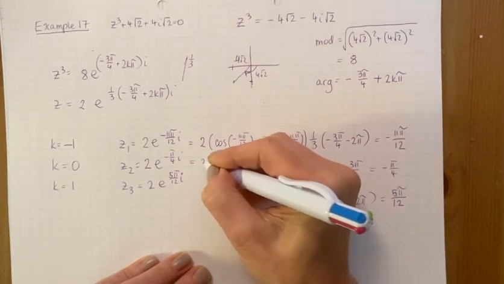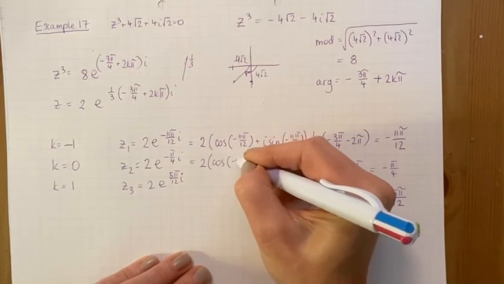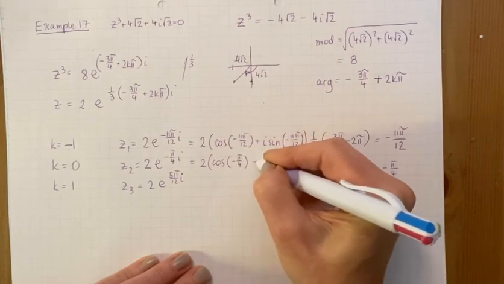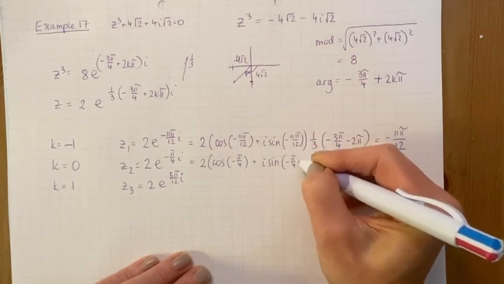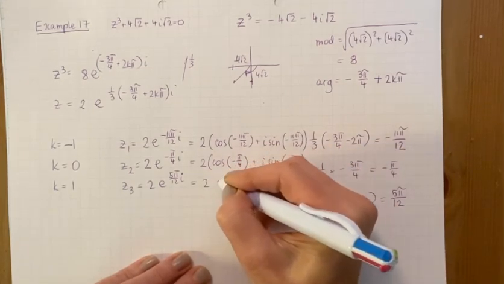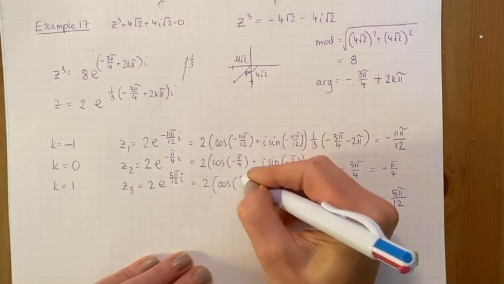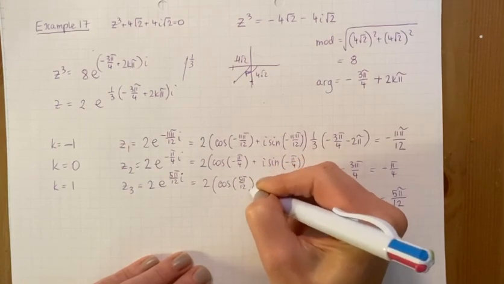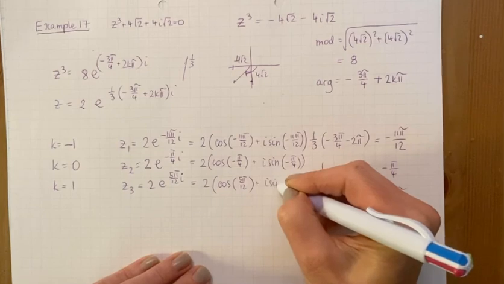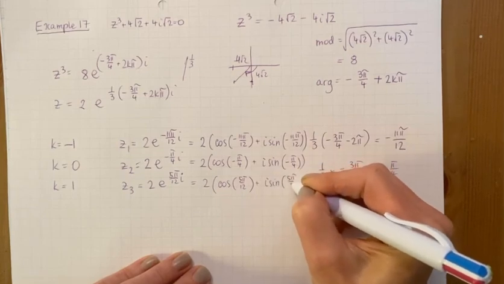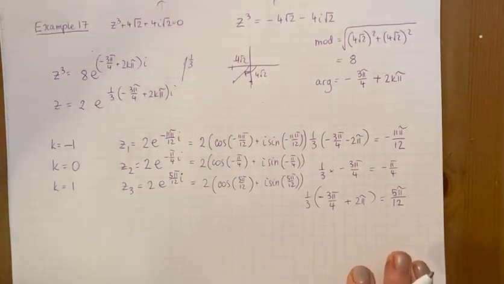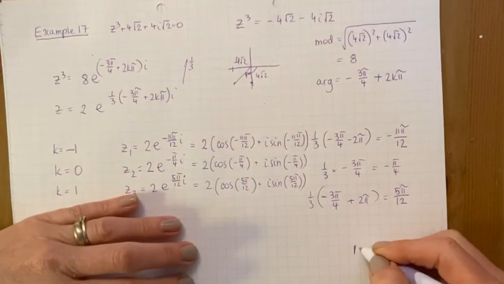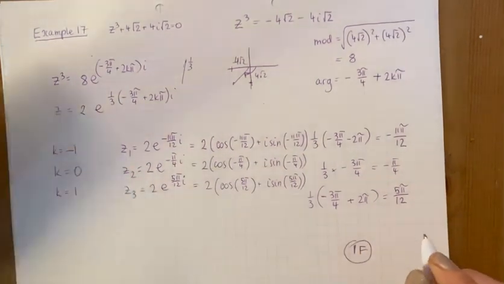And then the second one is 2 cos minus pi over 4 add i sine minus pi over 4, and then this one is 2 cos 5 pi over 12 add i sine 5 pi over 12. There you go. And that is our example 17 done. So you are ready now to move on to exercise 1F and enjoy.